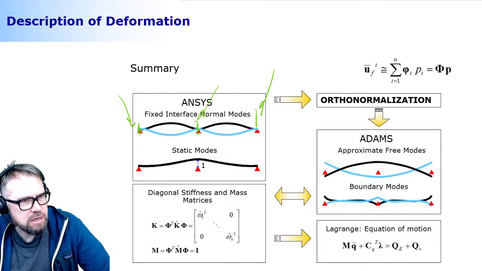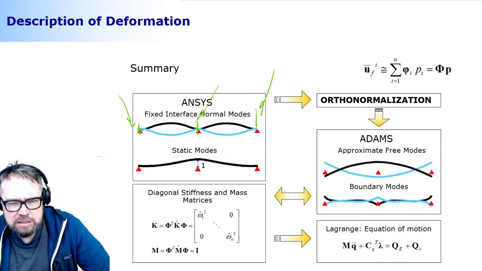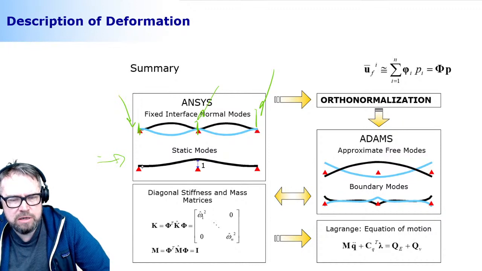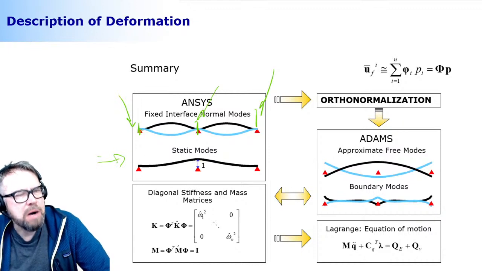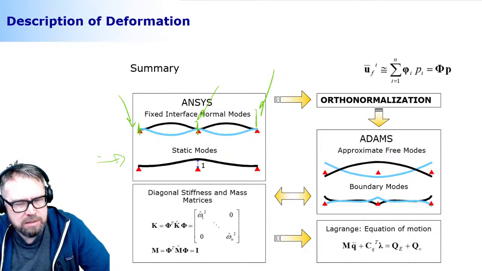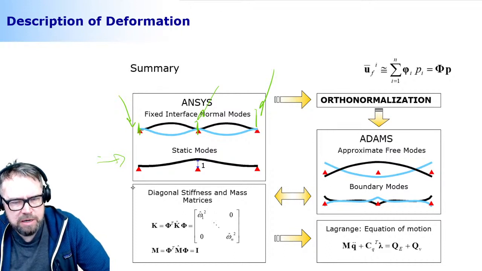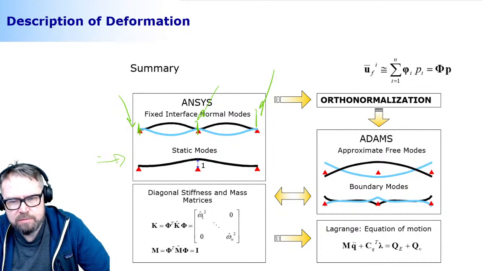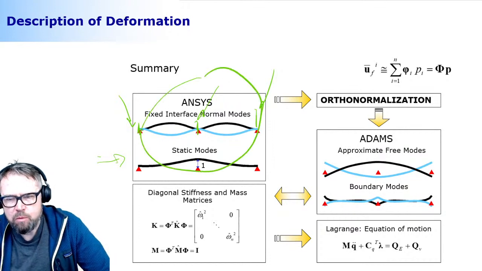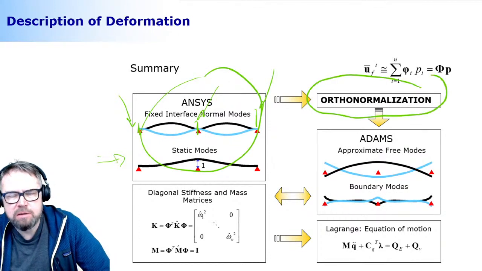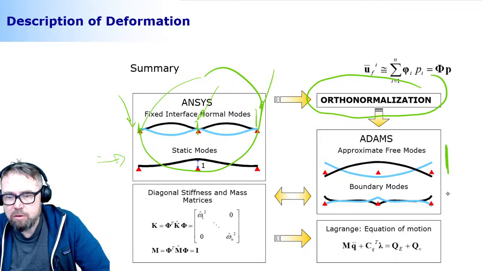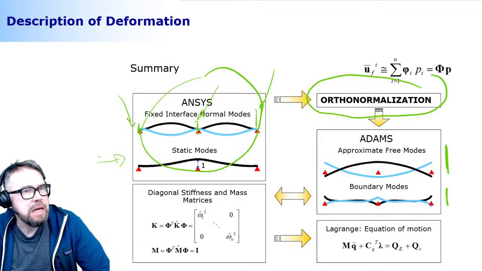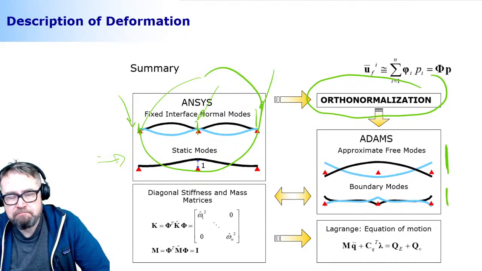Then you have another set of modes, which are the static correction modes. In a static correction mode, each of the boundary degrees of freedom is actuated, meaning you introduce a unit displacement to them one at a time. You put them in one package and recompute the eigenvalue analysis, which is called orthonormalization. You get modes that are roughly free modes, with some very heavy local deformation. And now you're done.